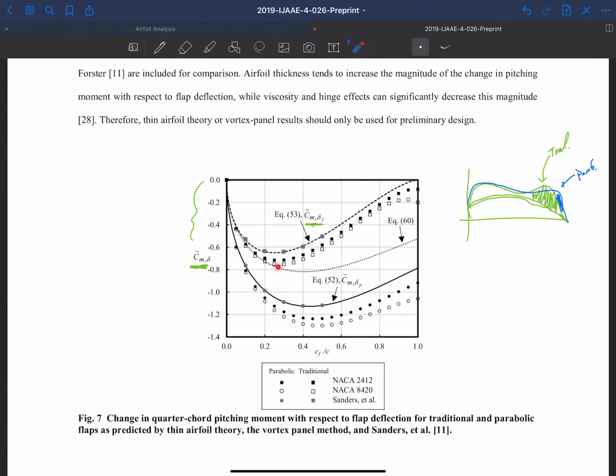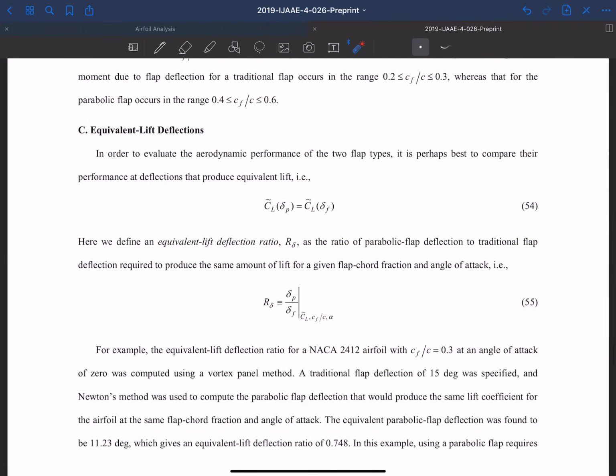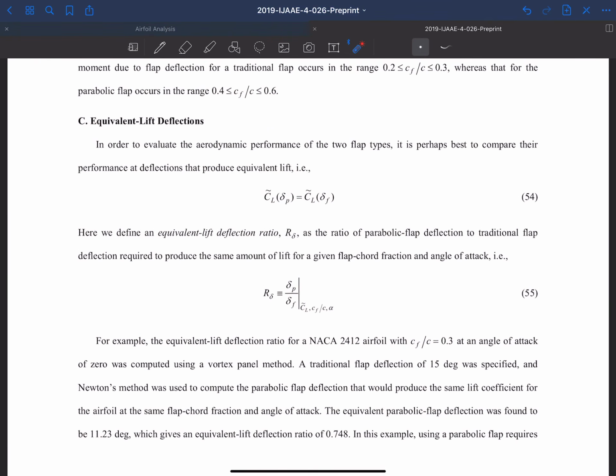Okay, we're going to come back and talk about this equation 60 in just a second. Let's keep going down. Another thing we looked at is equivalent lift deflection. So what if we want to deflect the parabolic flap so that it gives the same lift coefficient as the traditional flap? So we define a ratio here. This deflection ratio is the deflection of the parabolic flap divided by the deflection of the traditional flap that gives the same lift coefficient at the same flap chord fraction and same angle of attack.